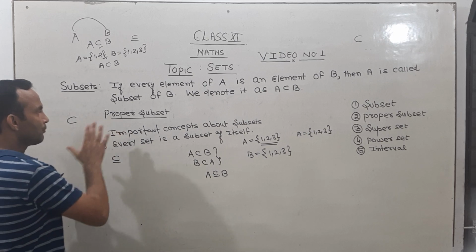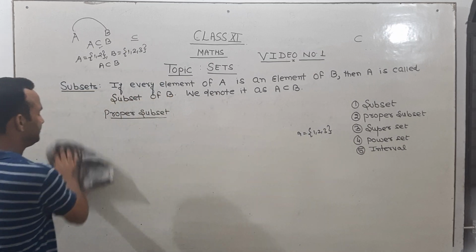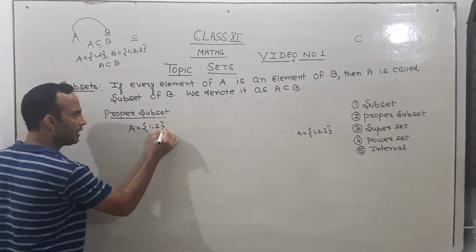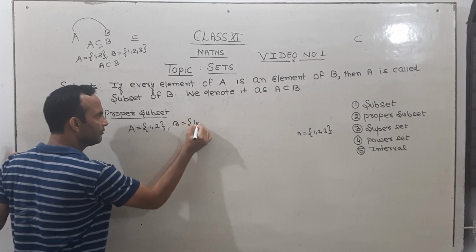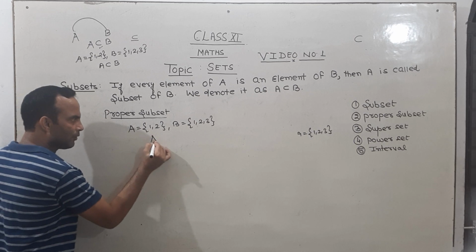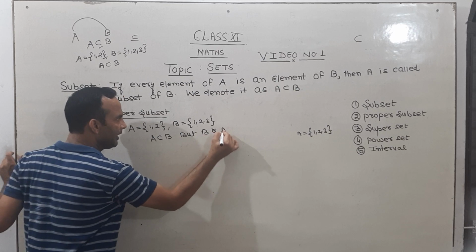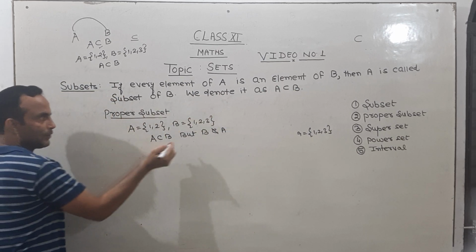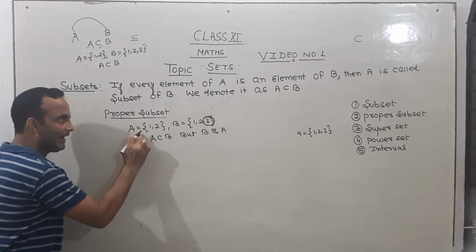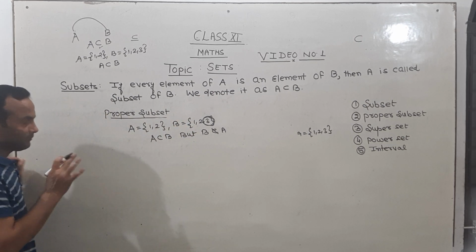Okay. Now, proper subset. I want to repeat once again. Proper subset is what? If A is equal to 1, 2 and B is equal to 1, 2, 3. You can see here A is the subset of B, but B is not the subset of A. B is not the subset of A क्योंकि B का ये जो एलिमेंट है वो A में प्रेजेंट नहीं है, तो इसका मतलब क्या हुआ? A is the proper subset of B. ये प्रॉपर सबसेट कहलाएगा.